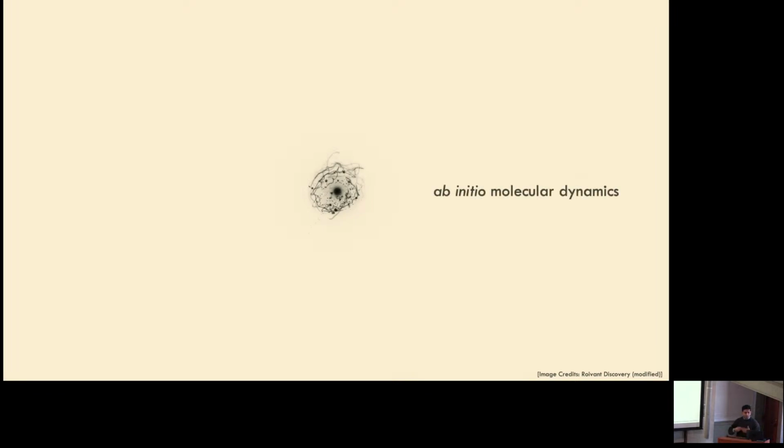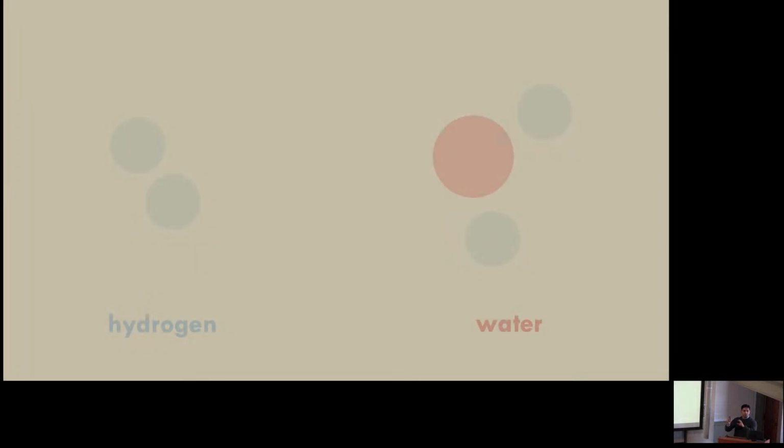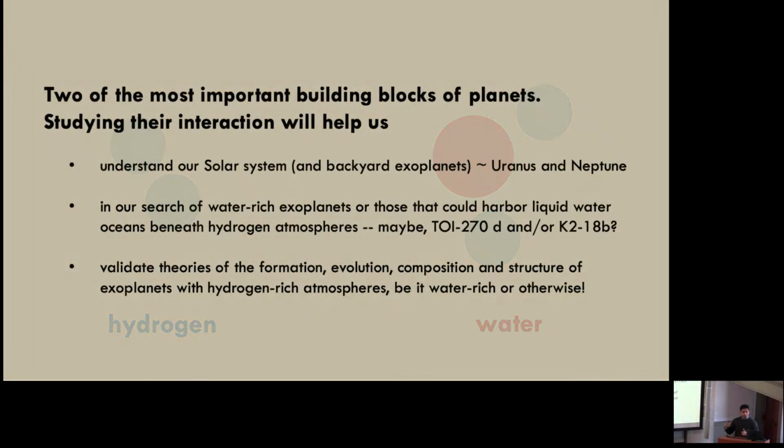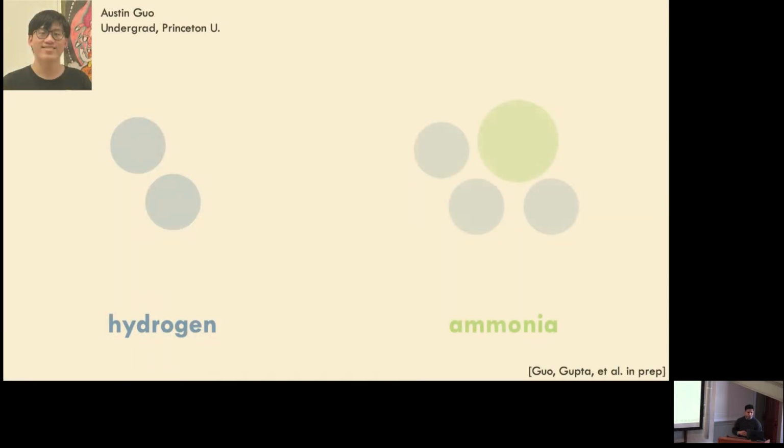Specifically, I've been employing the method of ab initio molecular dynamics, something that is used across the fields of engineering, science, and medicine. And here we are trying to understand, for instance, something I will be focusing on today, the hydrogen-water system. Why? Because not only can this give us insight into planets in our own solar system, but also help us in our search for water-rich exoplanets that could harbor liquid water oceans. Because frankly, we do not know if you can have a liquid water ocean or not on many of these planets, because we do not have an understanding of the relevant processes.